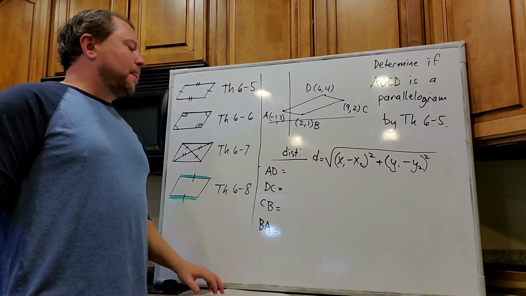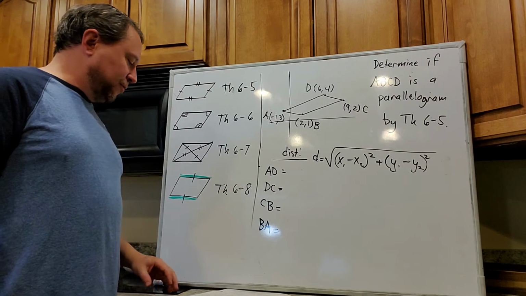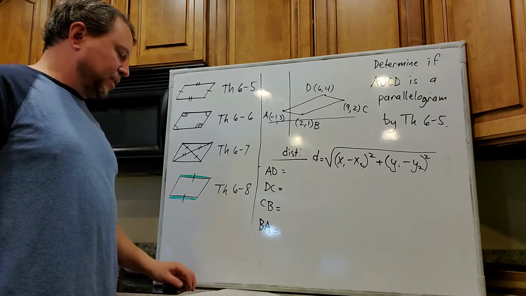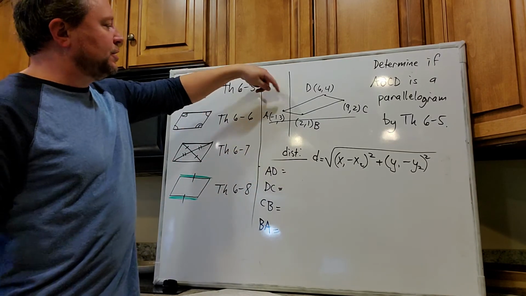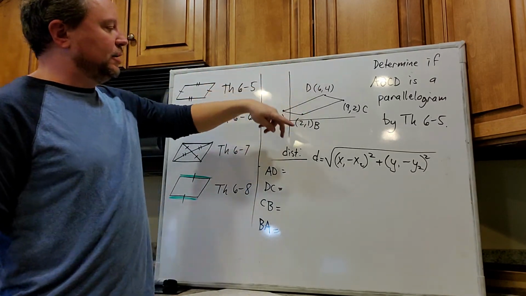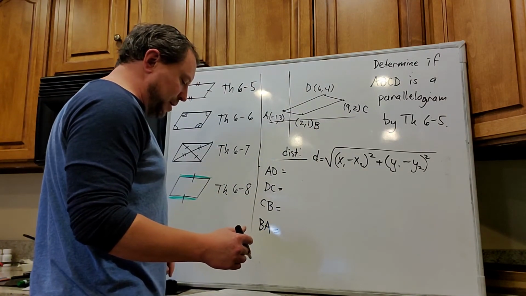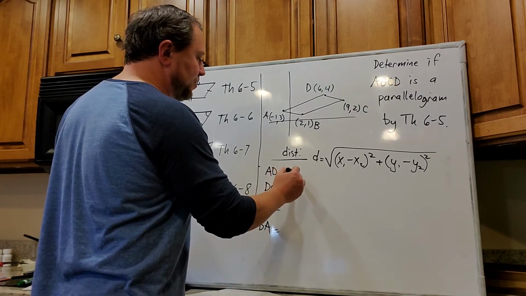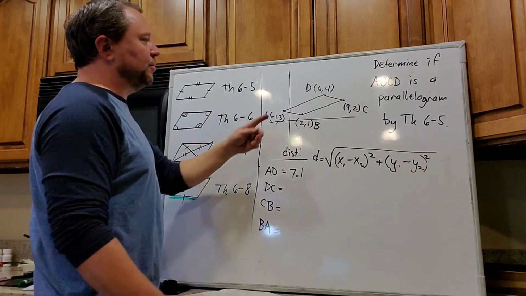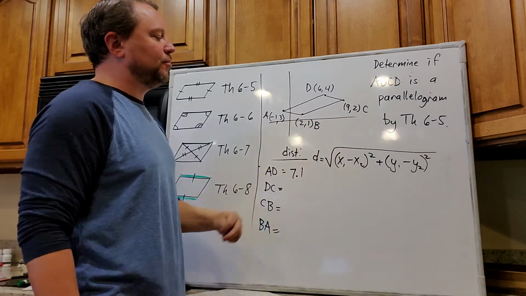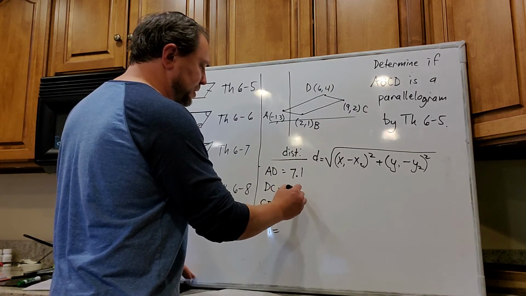Okay, so rather than eat up a bunch of time here on the video doing that, I'm just going to reveal some of these distances. If you had used theorem 6.5 and plugged in your coordinates for A and D into this distance formula, you would have found that AD's distance comes out to about 7.1. DC's distance, if you plug in those coordinates into our formula, you would have found its length is 3.6.